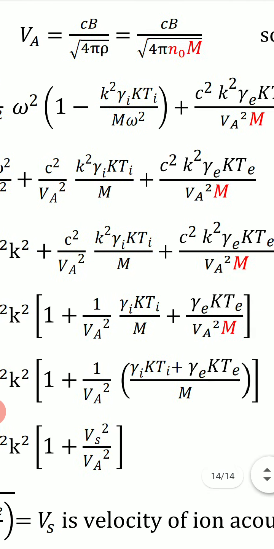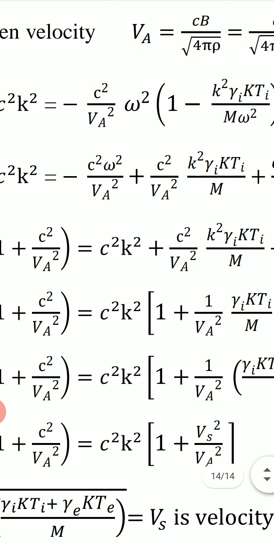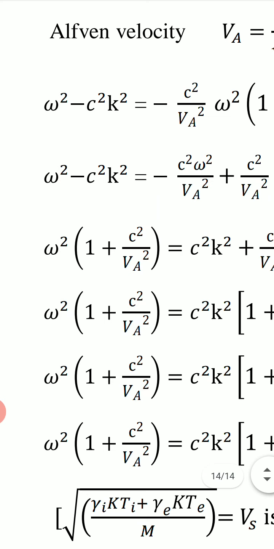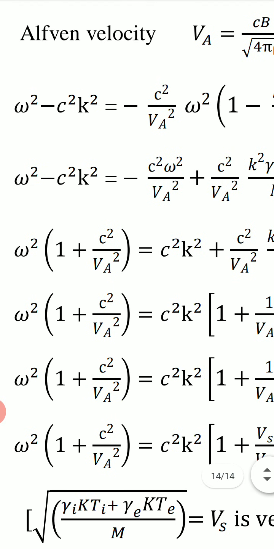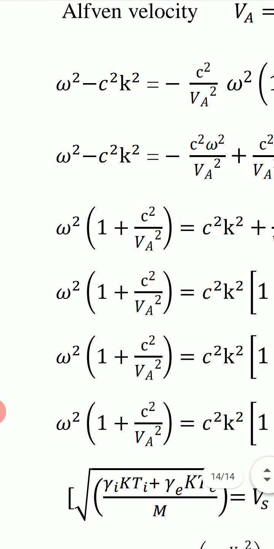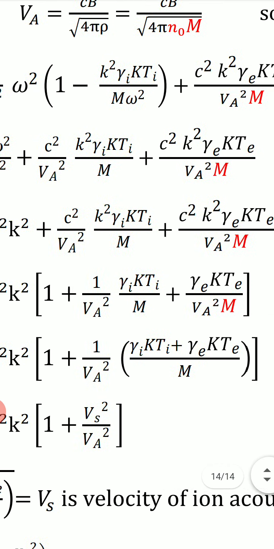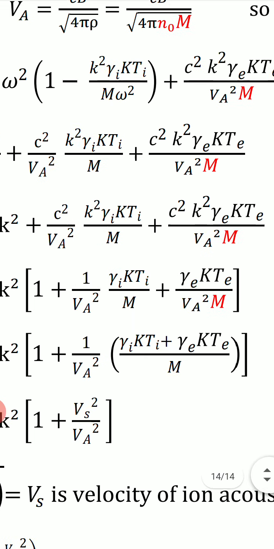Take the term of omega square to left hand side. There is one term of omega square in left hand side and one term of omega square in right hand side. Put these two terms of omega square together to left hand side and take this C square K square to right hand side. We have omega square into 1 plus C square upon VA square equal to C square K square plus C square upon VA square K square gamma I K T I upon M plus C square K square gamma E K T E upon VA square M.